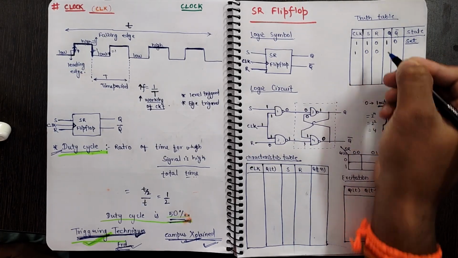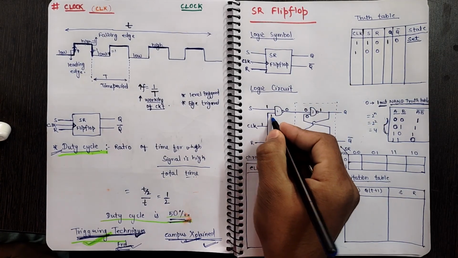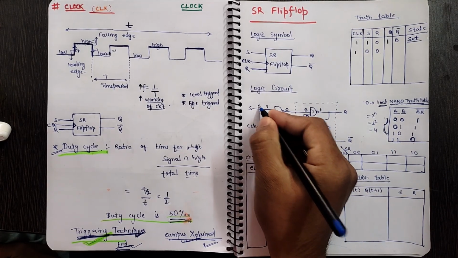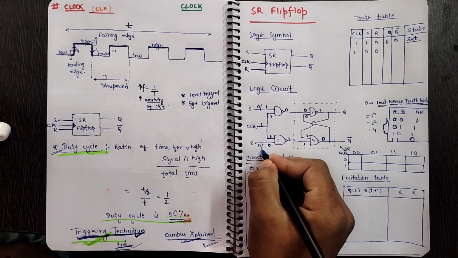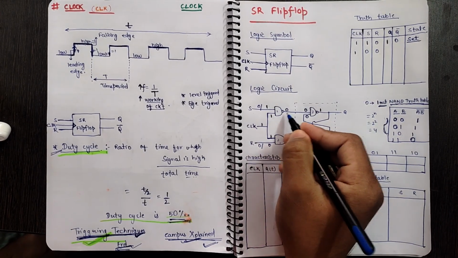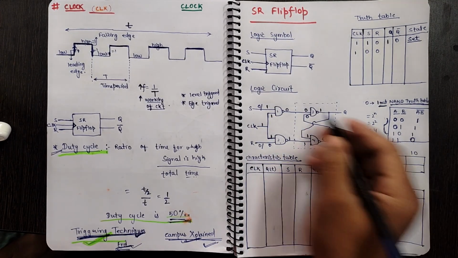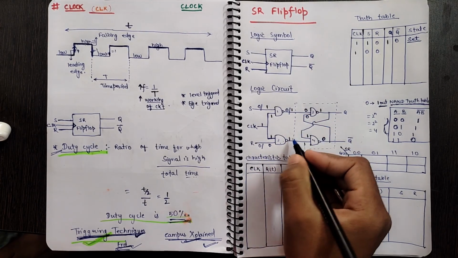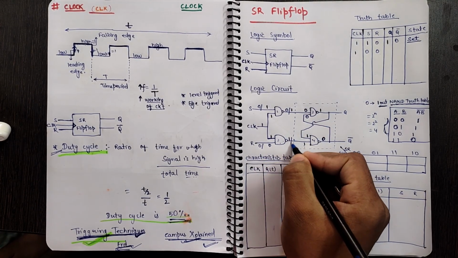Talking about the second case, take the clock value as 1, S value as 0, and R value also 0. So this will become 1 and this also will become 1. Now S value is 0 and R value is also 0. As we know that if any of the input of the NAND gate is 0, then we will get 1 as our output. So output will be 1. Here also this output will be 1.